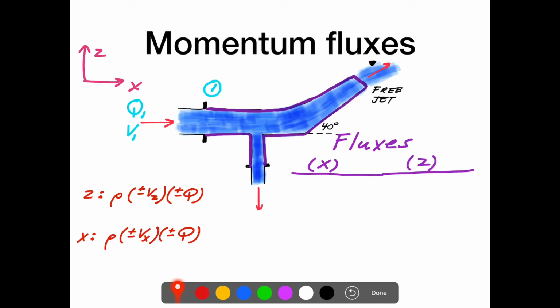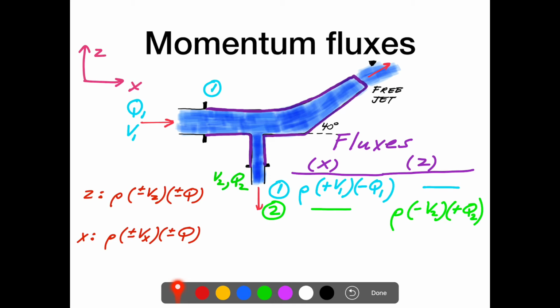So let's do cross-section number 1. All of the action in this case is in the x direction. There's no vertical component of velocity, so for the fluxes we get rho, a positive V1 because this velocity is in the positive x direction, and then a negative Q1 because this is an inflow into our control volume. There's no vertical component of velocity or momentum at that section, so we don't put anything in for z.